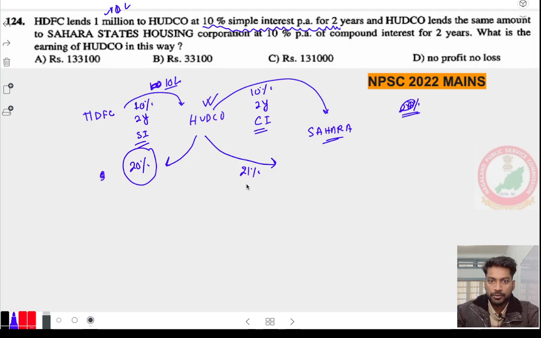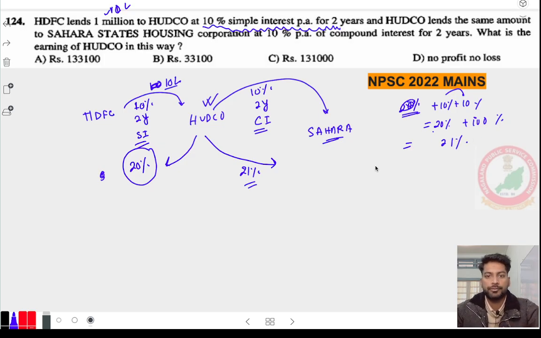21%. How? देखो इसको बोलते हैं सक्सेसिव सीरीज मेथड. +10 +10, so it's 20%, okay, and then you have to multiply this 10 into 10, 100, and put decimal here, so 20 plus 1, it's 21%, because it's a compound interest. You have to apply the successive formula. So what's happening here, Hudco will be paying 20% as interest, but Hudco will be earning 21% from Sahara. So definitely net profit of Hudco is 1%. Got it? Hudco's earning is 1%.